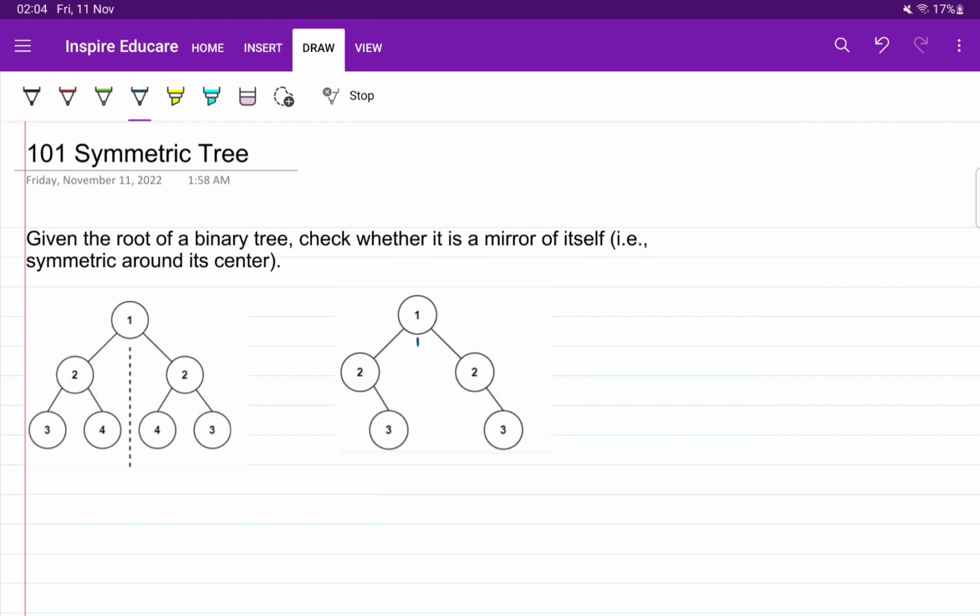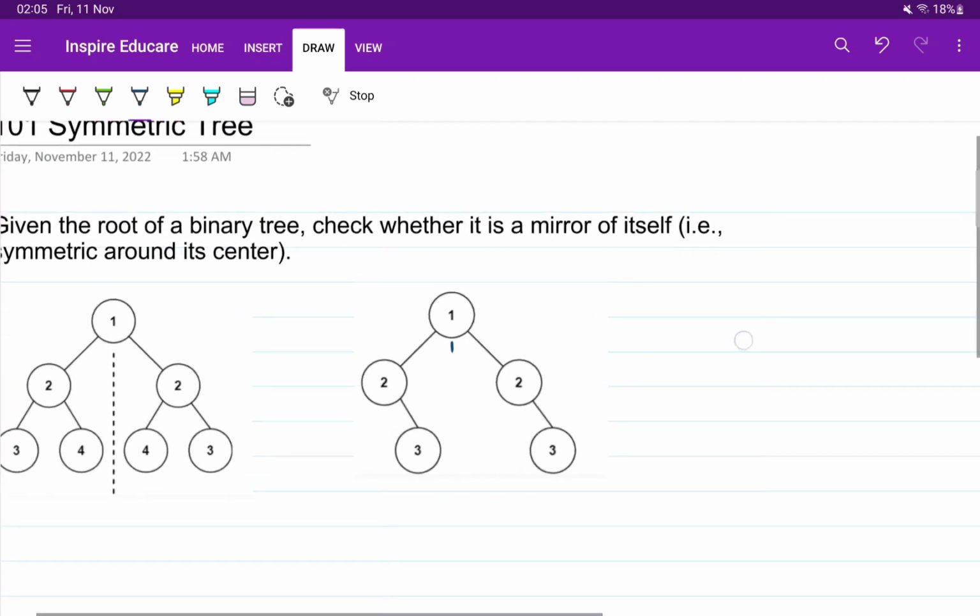I am Ruchi and today we will be solving question number 101 of LeetCode, that is Symmetric Tree. In this question, we are given the root of a binary tree and we have to check whether it is a mirror of itself, that is whether it's symmetric around its center or not. So let's look at the examples.